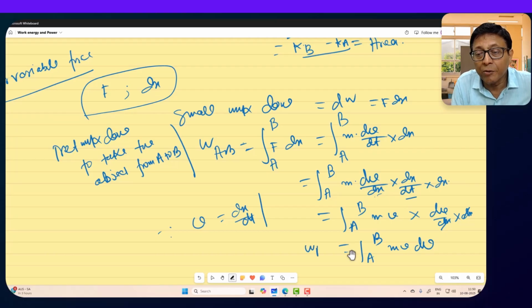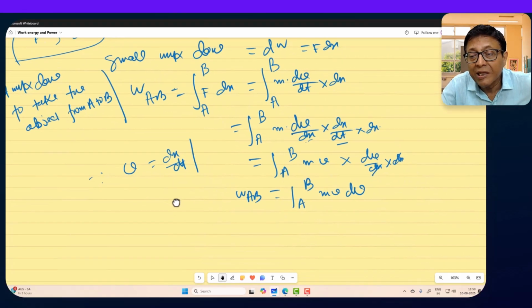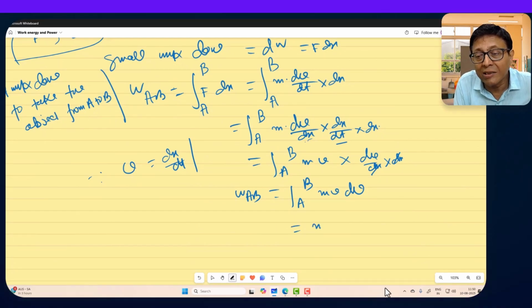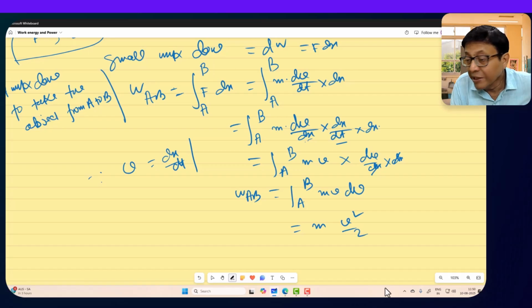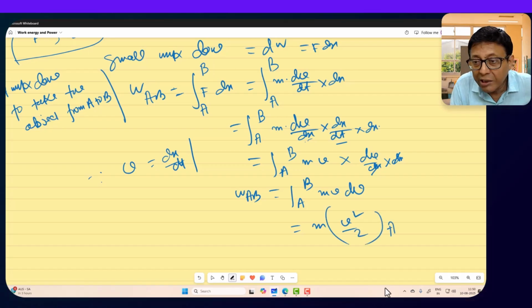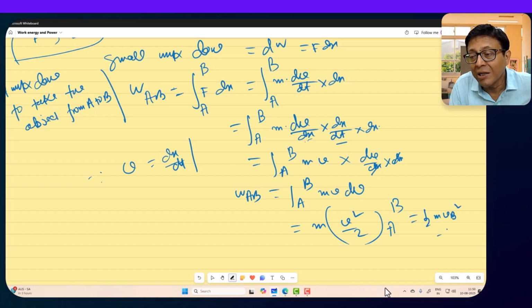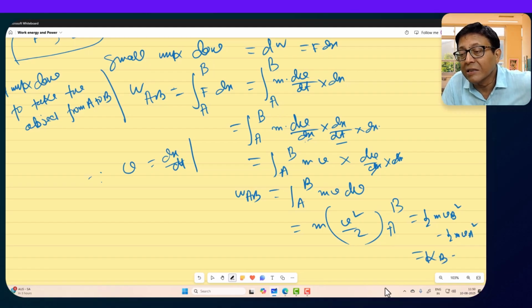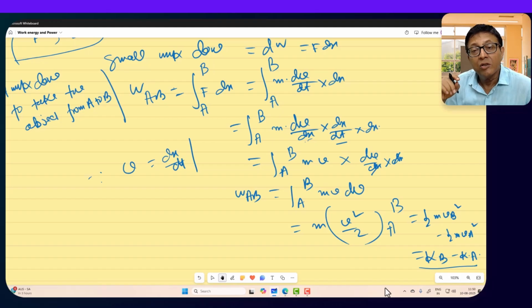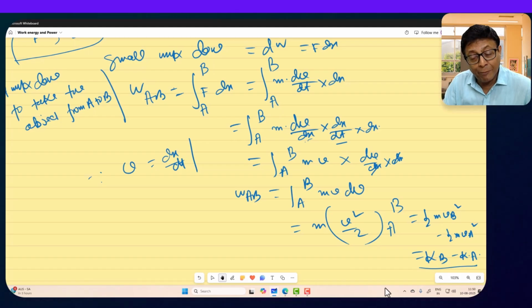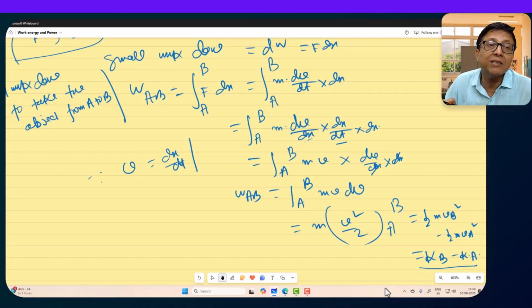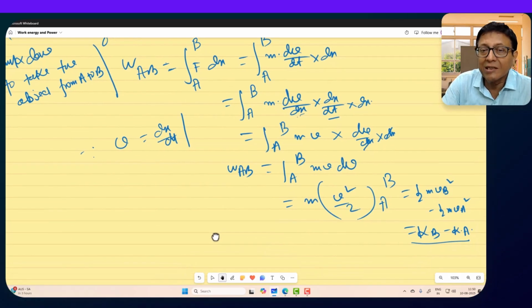So W from A to B for variable force is integral A to B of mv dv. Take m outside since this one is constant. Integration of v is v square by 2, A to B. So it will be half m Vb square minus half m Va square. This is Kb, kinetic energy at B, minus kinetic energy at A. Okay? So work is done on a body via force, and that force is responsible for changing the kinetic energy of the object. Am I clear?